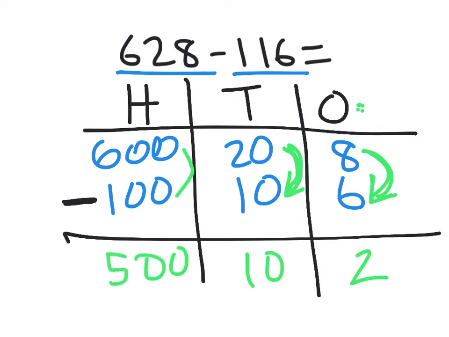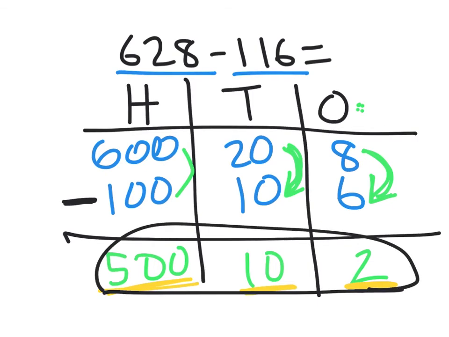Okay? Double check. This can only be ones. Looks good. This can only be tens. Looks good. This can only be hundreds. Looks good. So now we've got our final answer right there. 512. Okay. That was easy. Again, no regrouping.